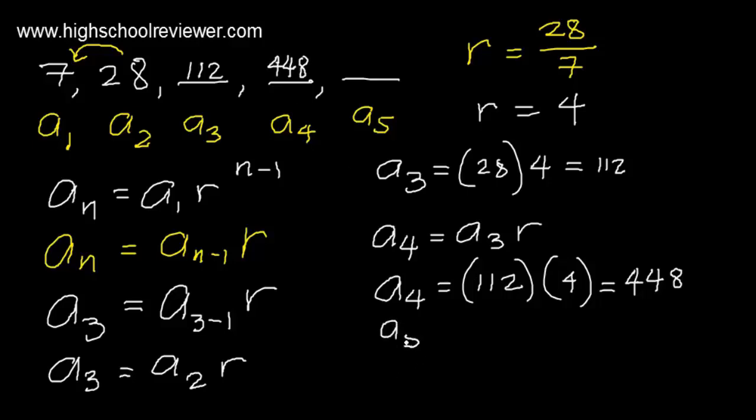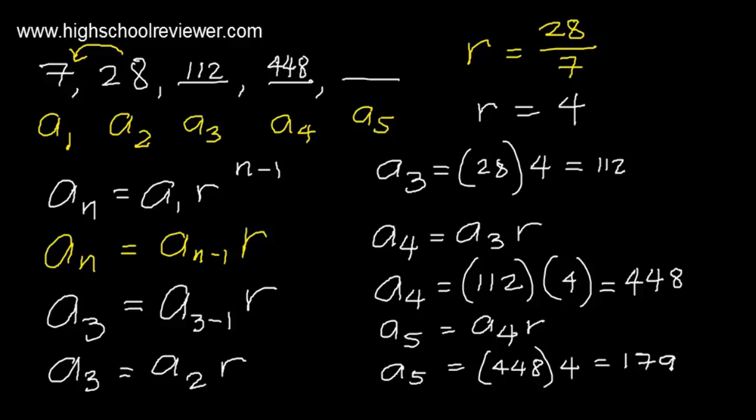Let us now find a sub 5. So a sub 5 will be a sub 4 multiplied by r. So substitute the values. Our a sub 4 is 448. Multiply this by 4. So this will now be equal to 448 multiplied by 4, 1792. So our a sub 5 is 1792. So we now have the values for our missing terms, a sub 3, a sub 4, and a sub 5.